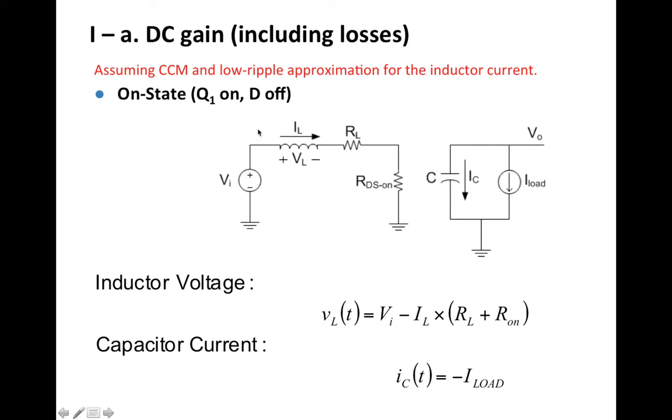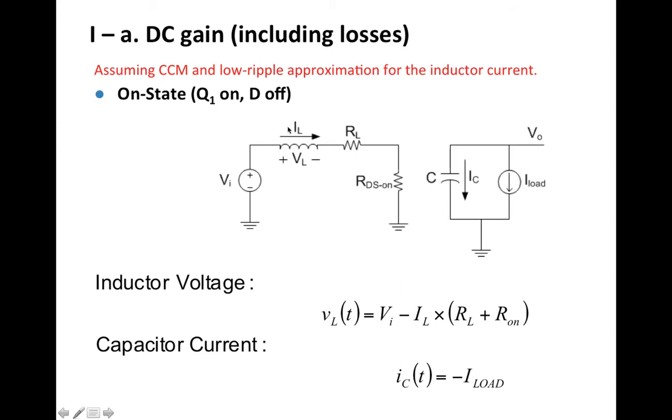So we need to rewrite the inductor voltage and capacitor current equation, and then do volt-second balance and capacitor charge balance to calculate the relationship between V_O and V_I. Let's start with on state, when the switch is on and the diode is off.